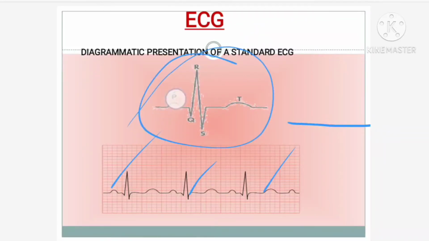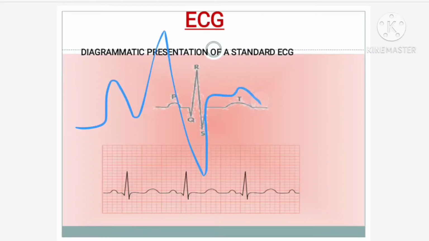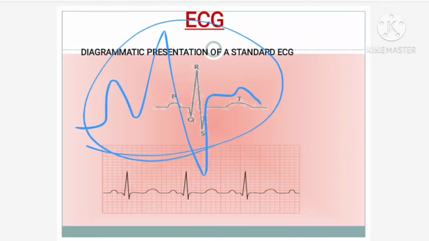The P wave represents auricular systole, QRS represents the ventricular systole, and the T wave represents the end of the ventricular systole, the start of the joint diastole. So that is the representation of the heartbeat, the impulses. It is P followed by QRS followed by T wave. Together, these are one heartbeat, one cardiac cycle.